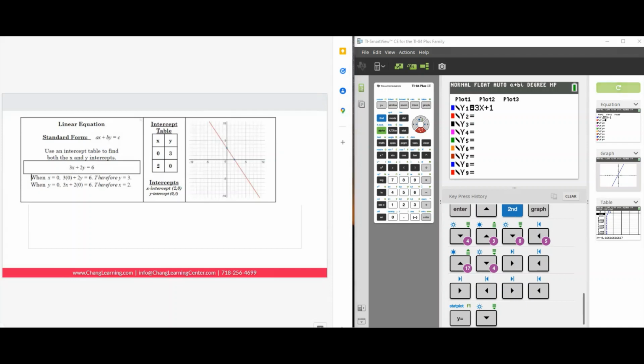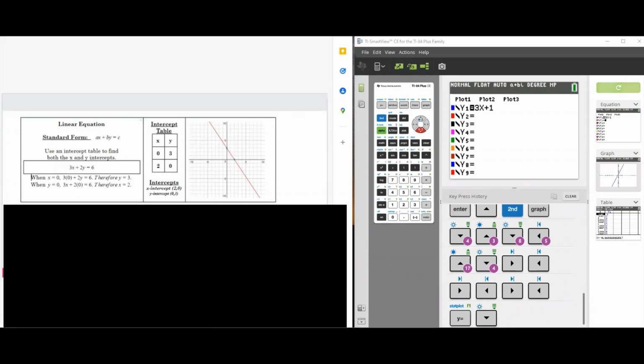Now, this equation is in standard form, and as you can see from Algebra 1 class, an intercept table is drawn here. So if we choose to make the first variable x 0, then this term will be 0, 3 times 0 is 0. We get 2y equals 6, so y is 3. So that gives us this point here on the graph, 0, 3.